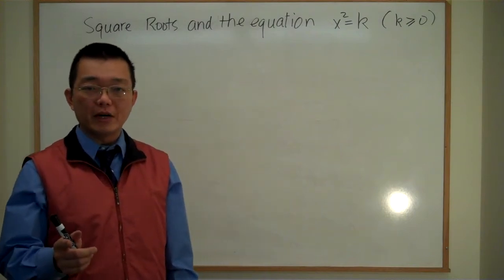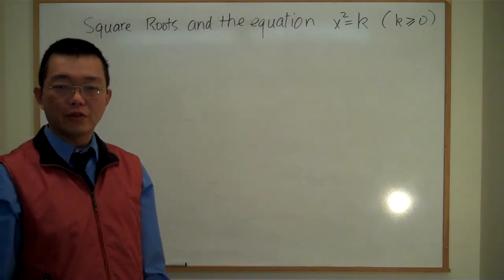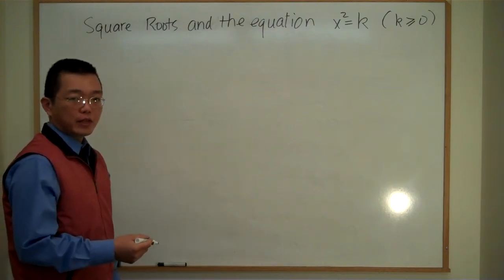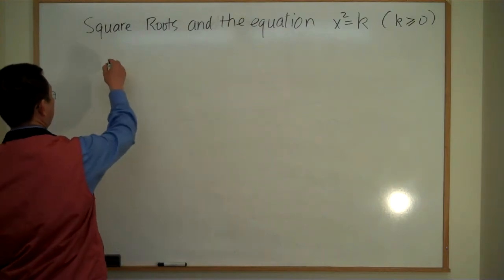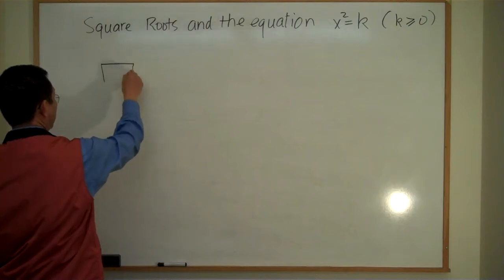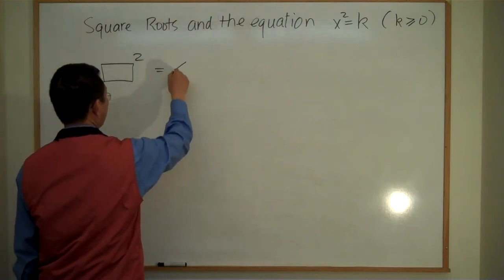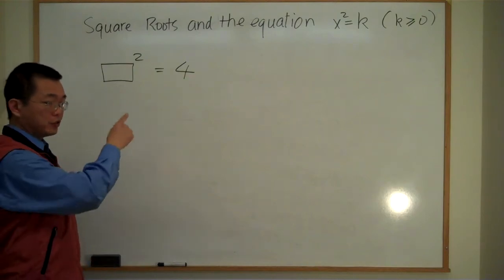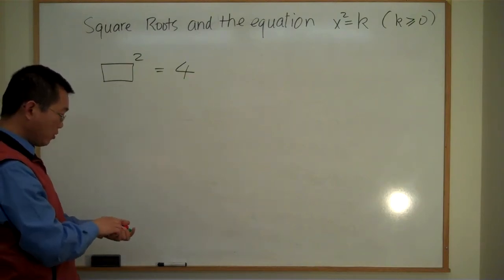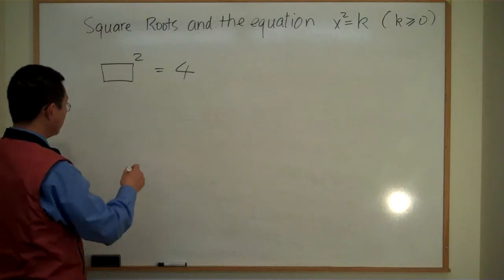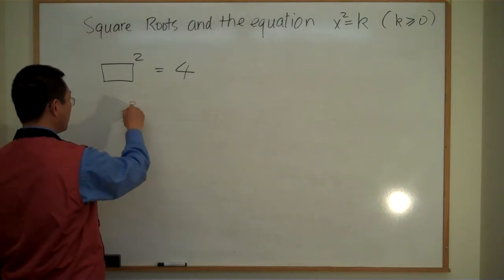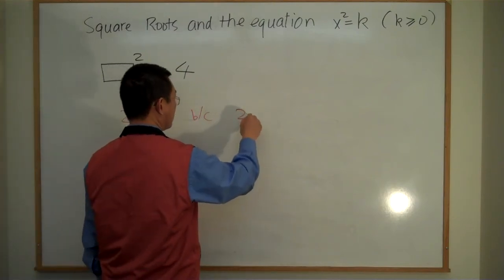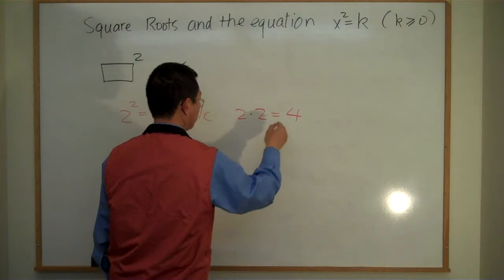Our next investigation about solving quadratic equations starts with square roots. Now we know that, say we ask, one number squared equals 4. Let's find out how to answer this question. Then you probably will say, oh, we know one number at least. There's a quick answer to that, which is 2 squared equals 4, because 2 times 2 is 4.